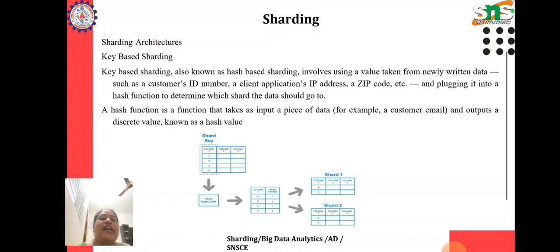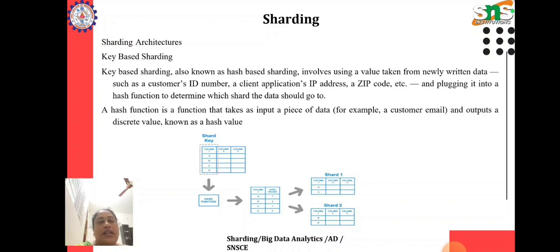Let's see what sharding architecture is. In sharding architecture, we have three kinds: key-based, range-based, and directory-based. Key-based sharding, also known as hash-based sharding, involves taking a value from newly written data, such as a customer ID, a client application, or a zip code, and plugging it into a hash function to determine which shard the data should go to. A hash function takes a piece of data as input and outputs a discrete value known as the hash value.